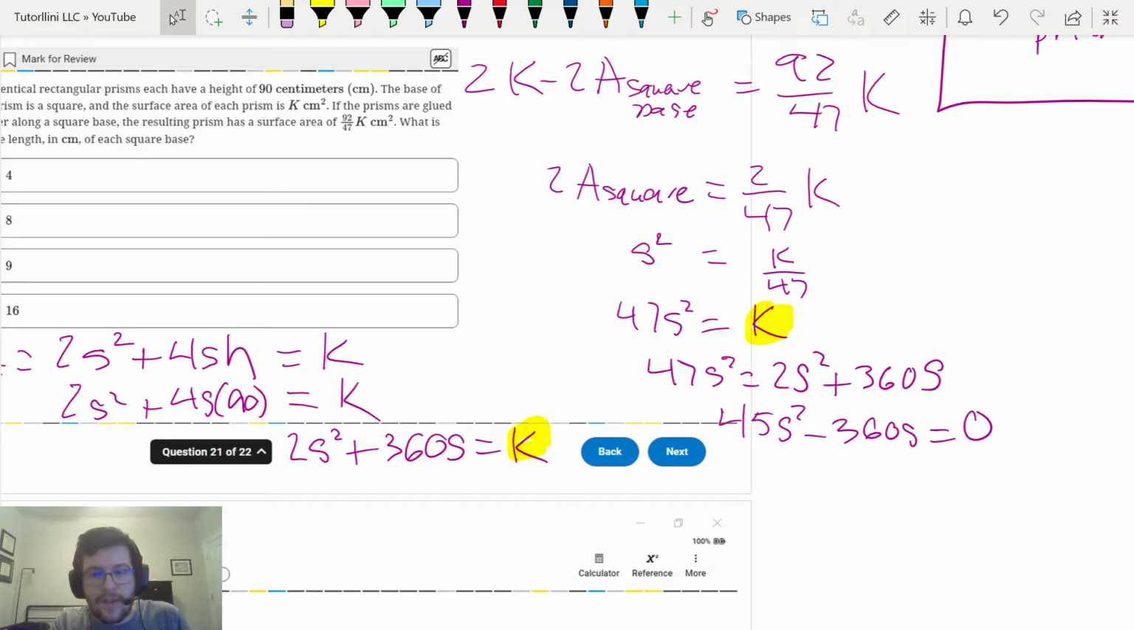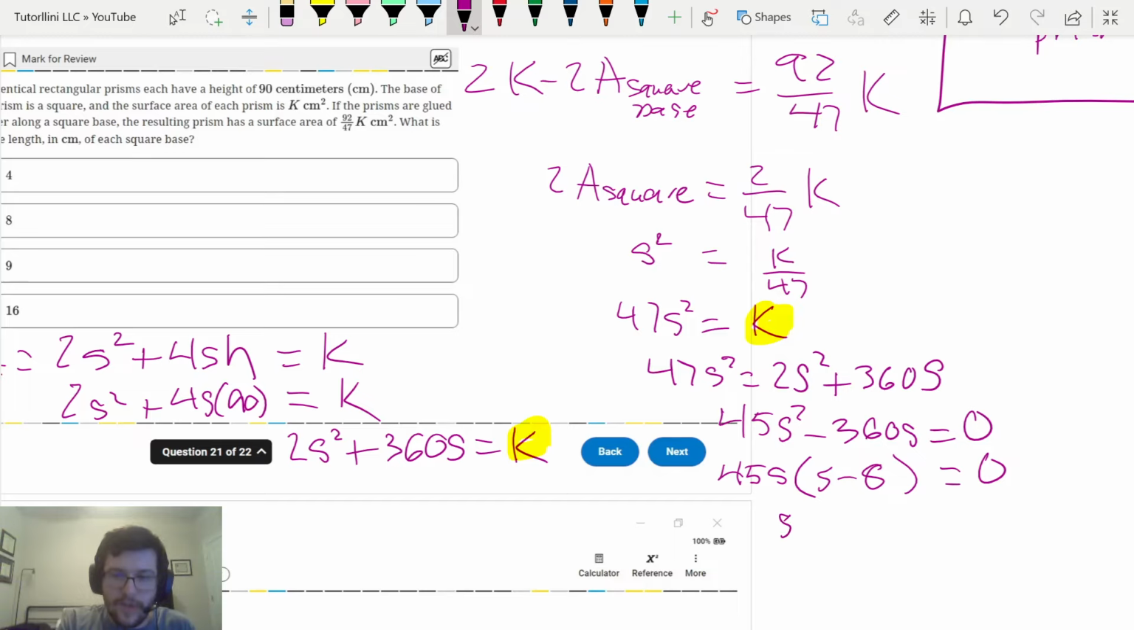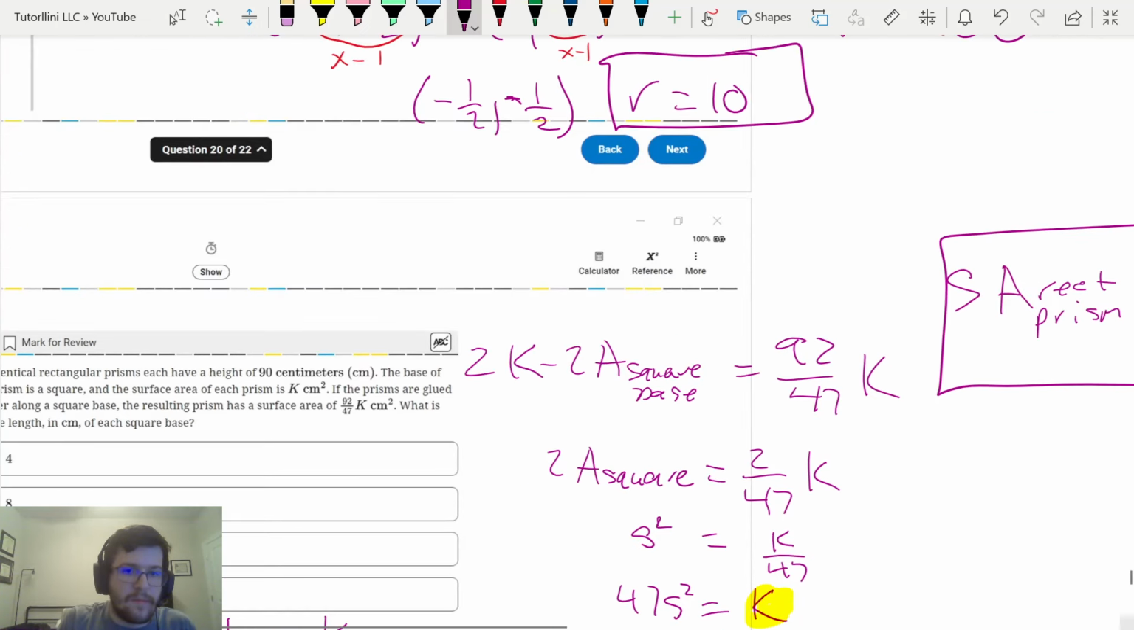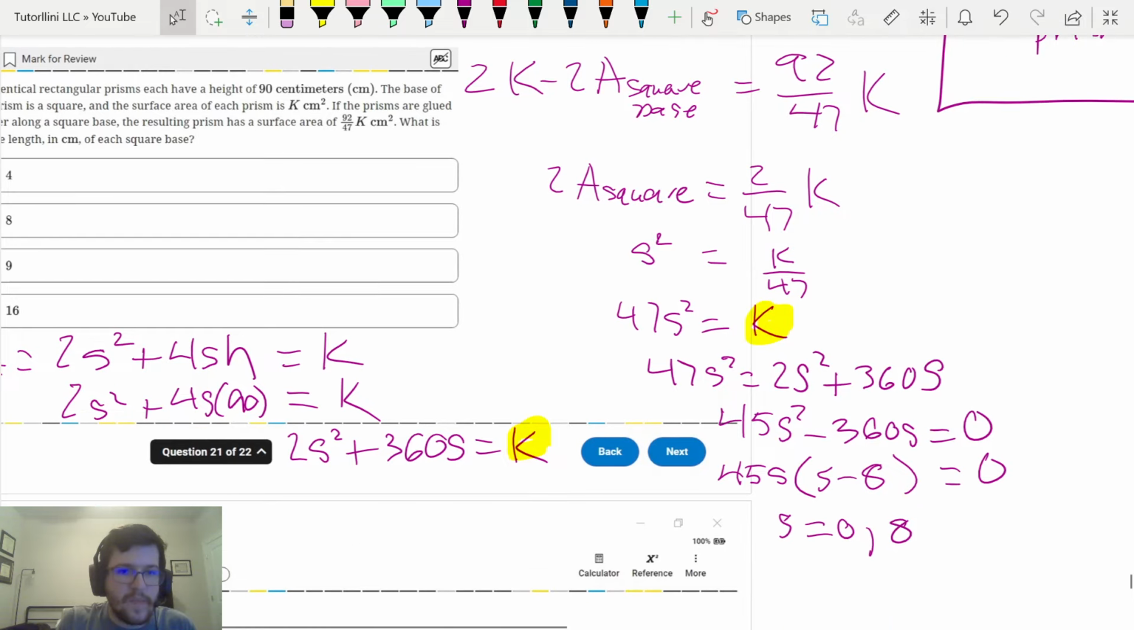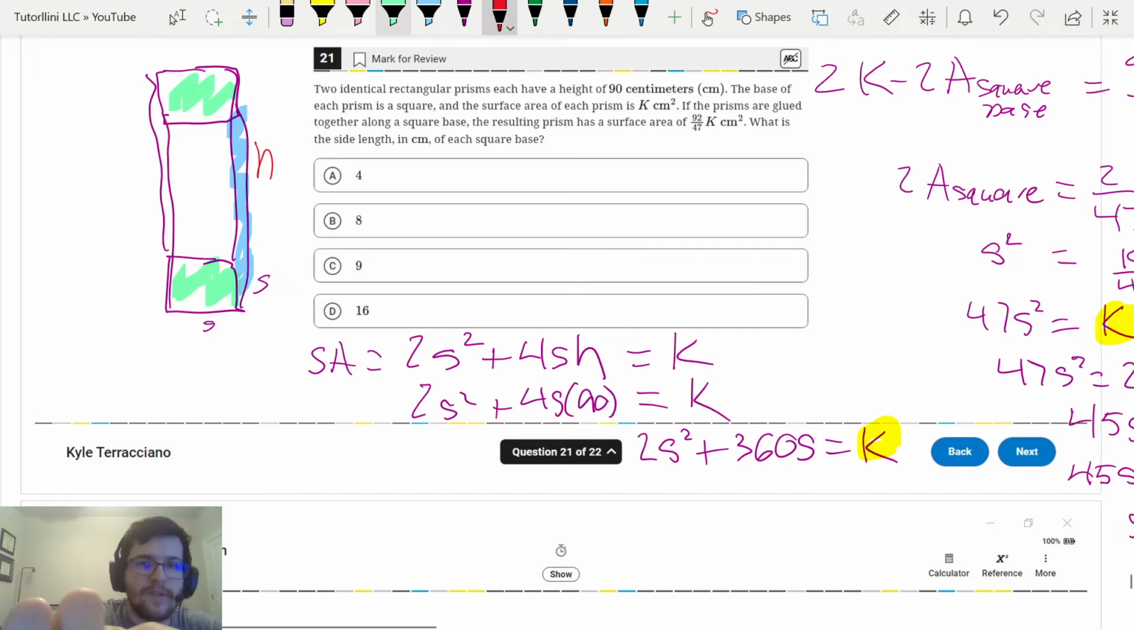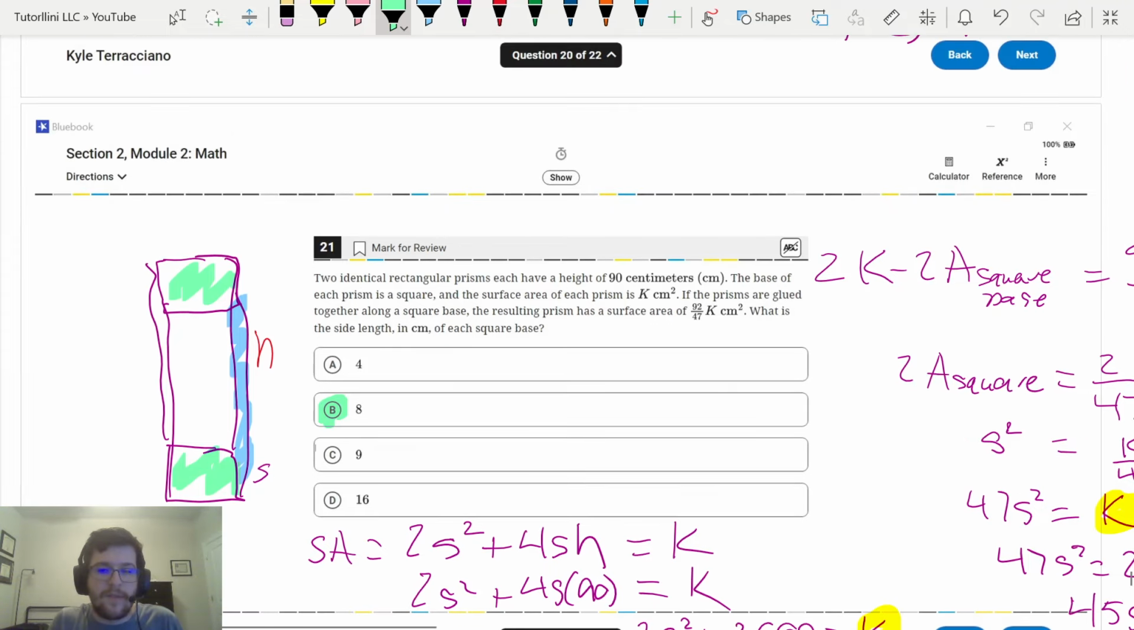And now, I just plugged it in a graphing calculator, but you could factor this if you wanted to. Let's take out 45s. And then what's left? What's 360 divided by 45? 8. So you get s minus 8. So the two solutions are s equals 0 and s equals 8. But you can't have a 0 length. So the answer is 8. So the answer is B. Wow, that was a very confusing question.